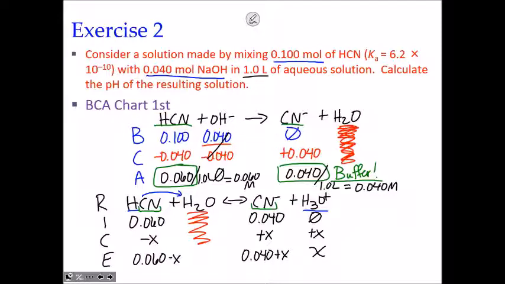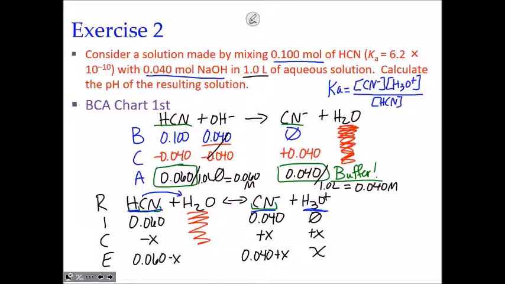So now that we have this set up, all we have to do is set up the Ka expression. So here we would do, Ka equals concentration of the first product times the concentration of the second product over the reactant, the HCN, like so. And then we plug in our numbers. So I'm going to go ahead and do this right here. Actually, I'm going to do it down here.